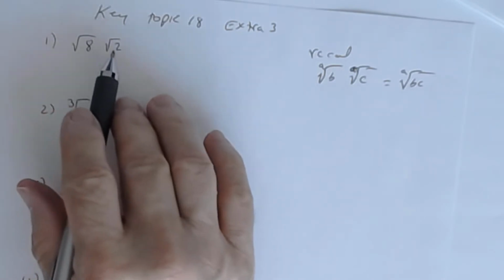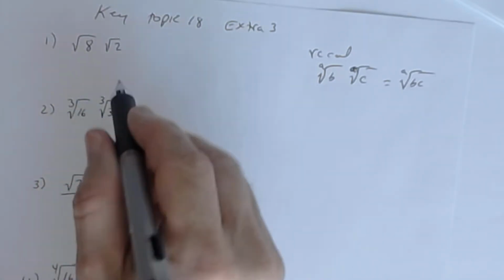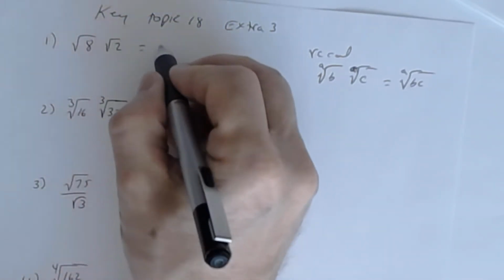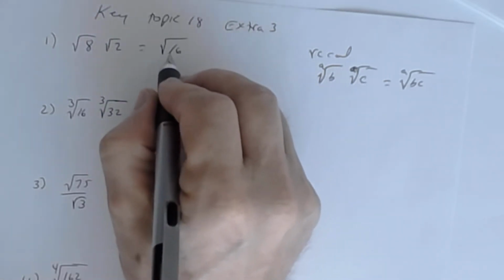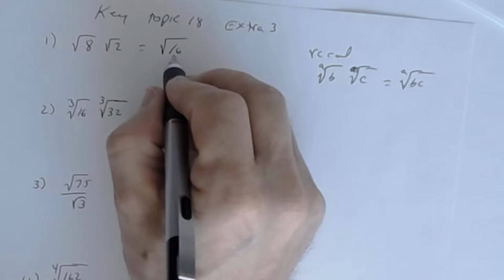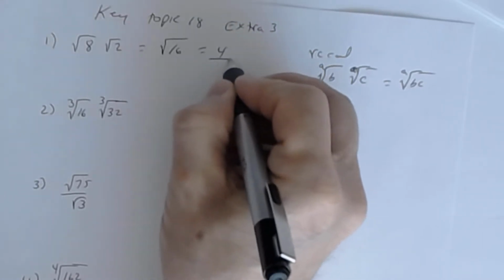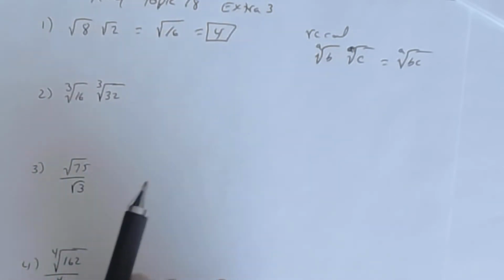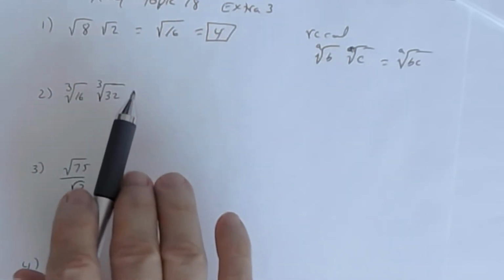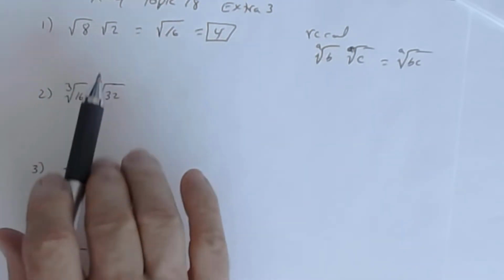Notice when I do that, in each of these cases, I get the square root of 8 times 2, which is 16. Now I can simplify this because the square root of 16 is 4. 4 times 4 is 16. So that's the idea you want to use. You want to use the product rule for radicals to simplify this.